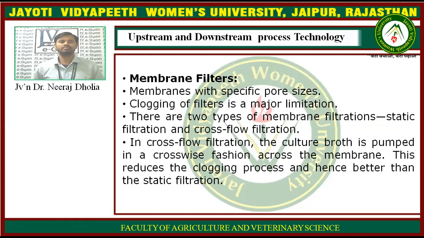Next is the membrane filters. Membrane filters are specific membranes with specific pore sizes. Membrane filters have a problem of clogging. There are two types of membrane filtration: static filtration and cross flow filtration. In cross flow filtration, the culture growth is pumped in a crosswise fashion across the membrane. This reduces the clogging process and hence is better than static filtration.